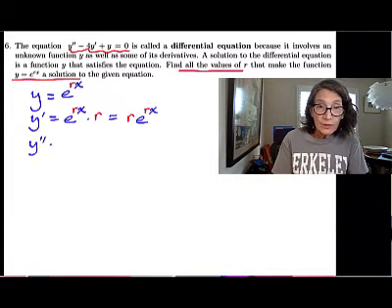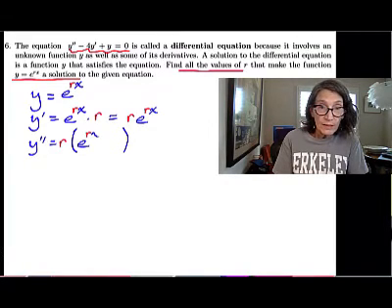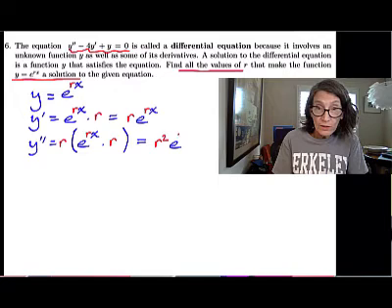Second derivative we're going to get by differentiating the first derivative. And the first derivative is r times a natural exponential. So let's pull out that r and then just differentiate e to the rx again. So that's e to the rx times r. So the second derivative turns out to be r squared times e to the rx.